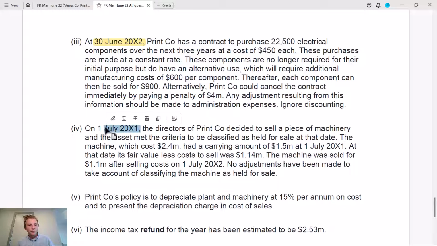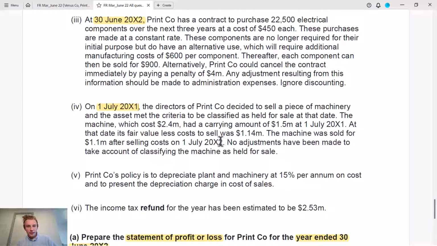We've also got on the 1st of July 2001, so again for your timeline, picking up on it actually fell in this year. But this is the key thing that they actually posed on this question: notice on here, the 1st of July 2002. So that is where the alarm bells and exam technique should be ringing, as to look at that full sentence on the screen. The machine was sold for 1.1 million after selling costs on the 1st of July 2002.